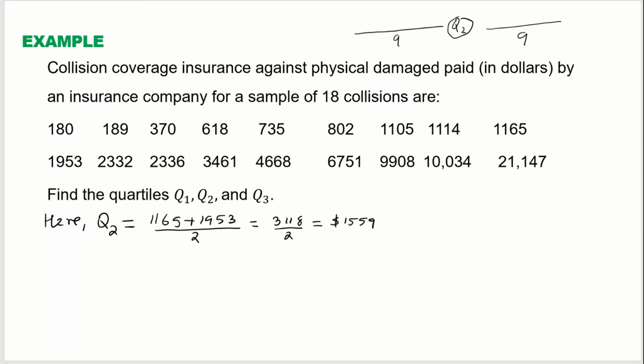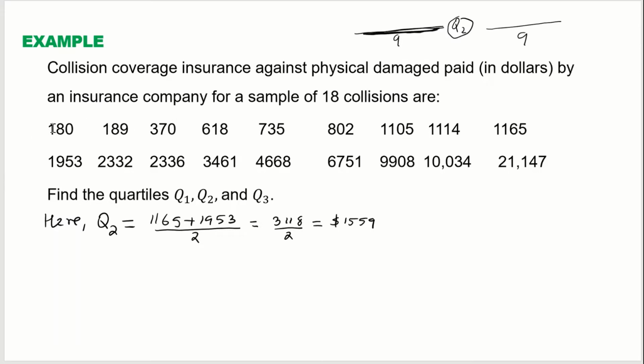Now we also need to find Q1 and Q3. Q1 is the median of the values less than Q2. These are the values less than Q2, values less than 1559. We have to find the median of that.